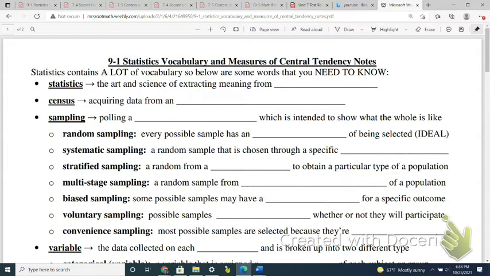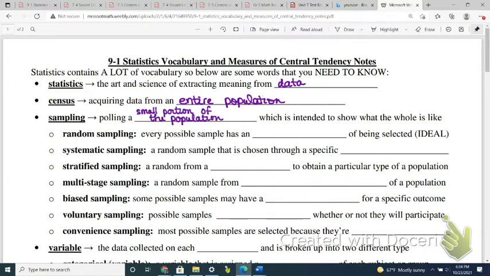Statistics is the art and science of extracting meaning from data. A census is acquiring data from an entire population. Sampling is polling of a small portion of the population, which is intended to show what the whole population is truly like. And there are many different types of sampling that we are going to do.